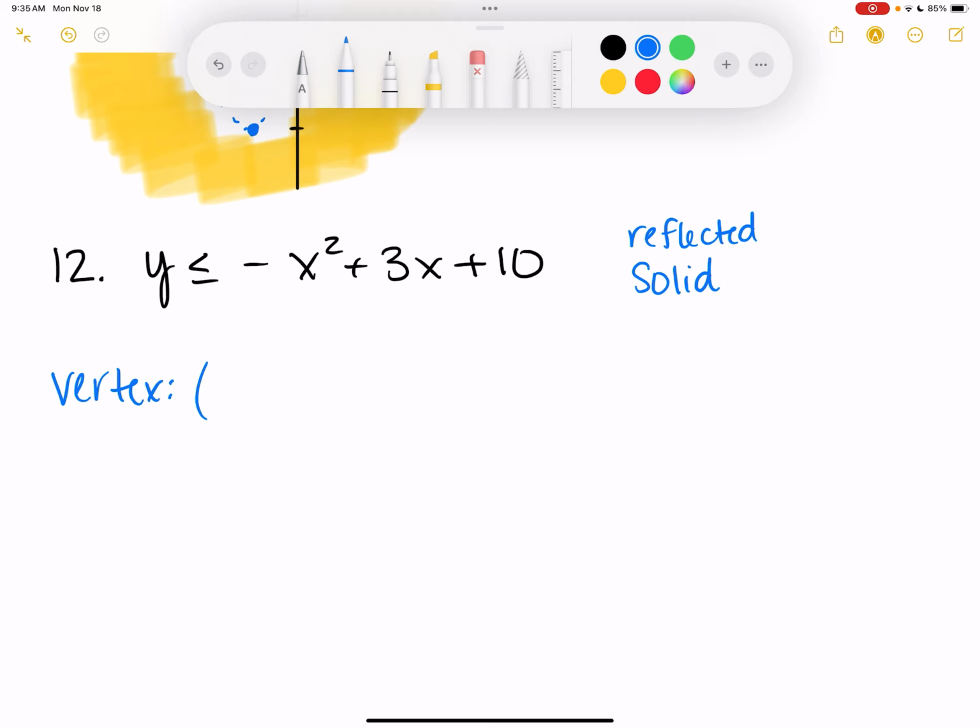Oh my goodness, it's negative b. So negative b over 2a. Negative negative 3 over 2, so it's positive 3 over 2. All right, so 3 over 2.